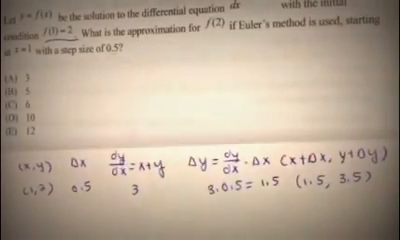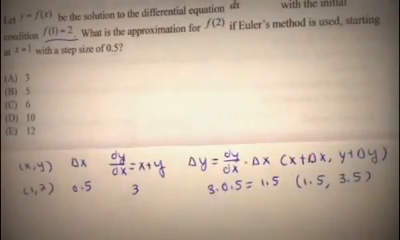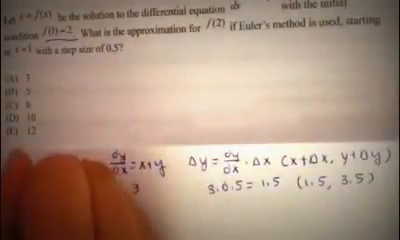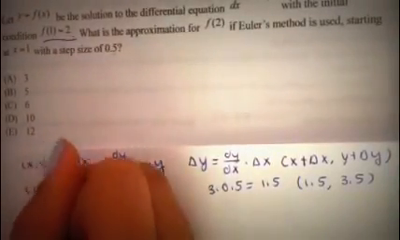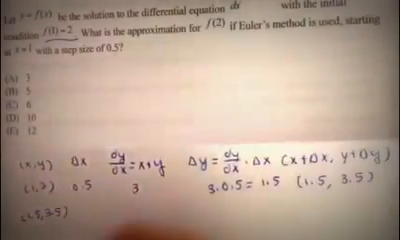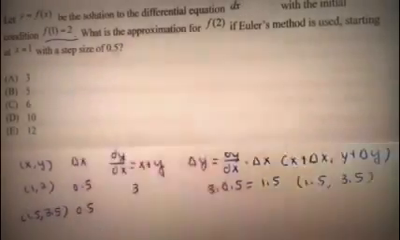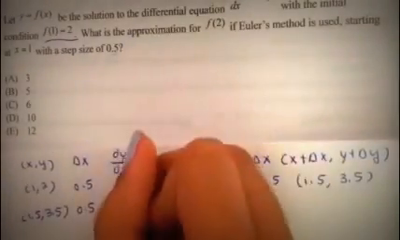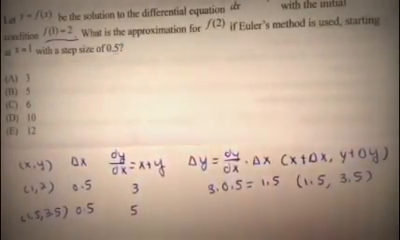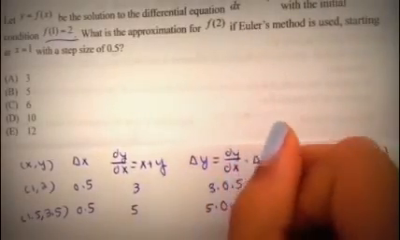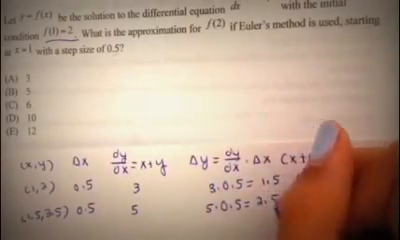So since we're asked to find the approximation for f of 2, we have to do 2 steps of this method. So the next step, our initial condition will be 1.5, 3.5. Our change in x is constant as the step size. Our dy/dx in this case will be 5. And our change in y will equal 5 times 0.5, which is equal to 2.5.